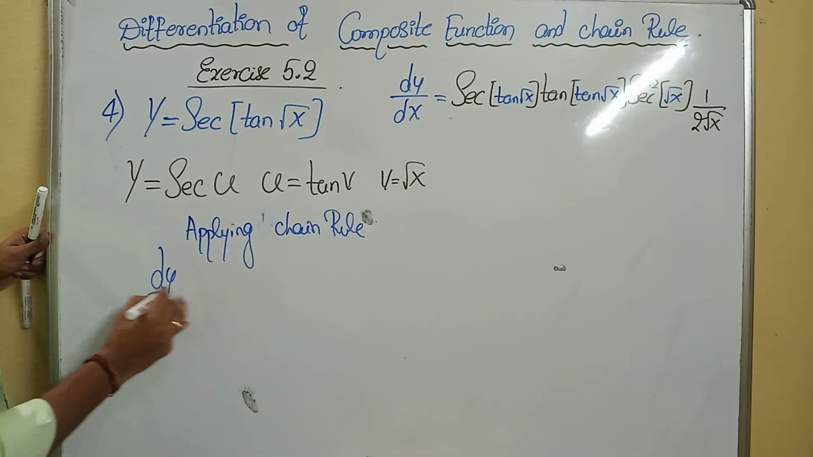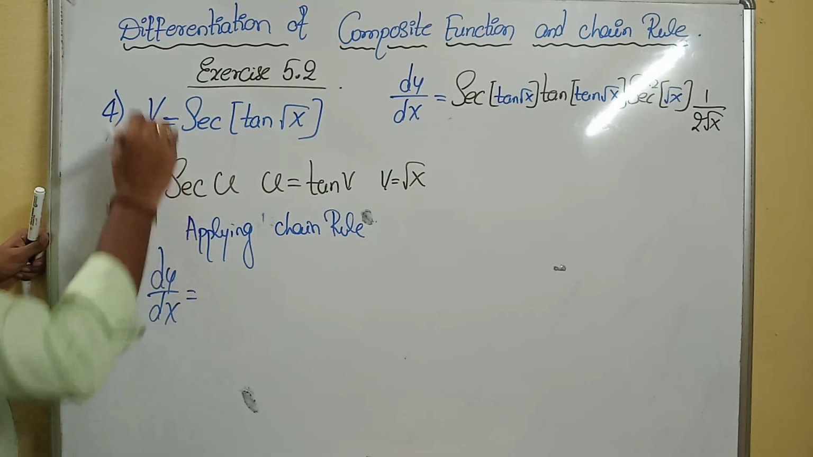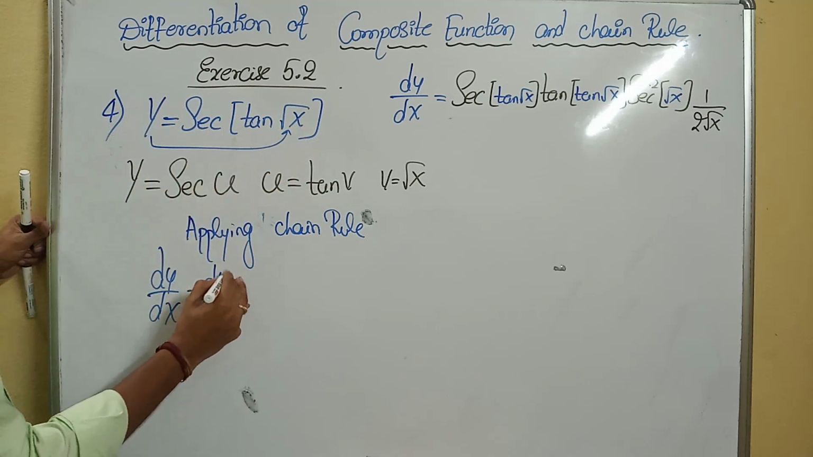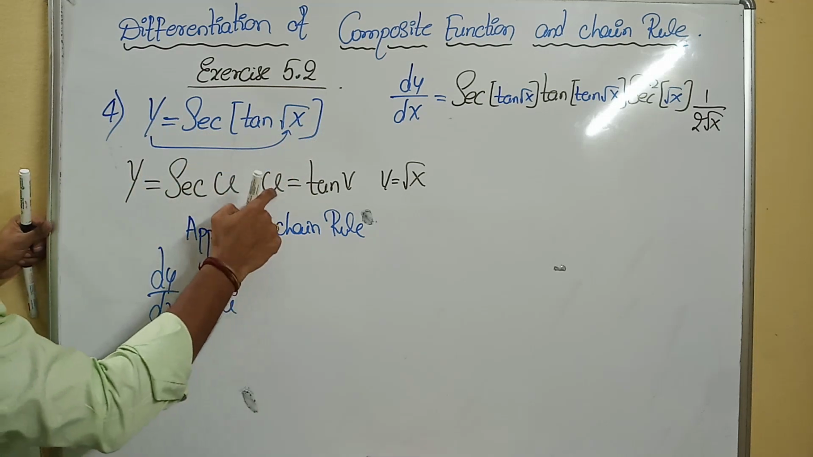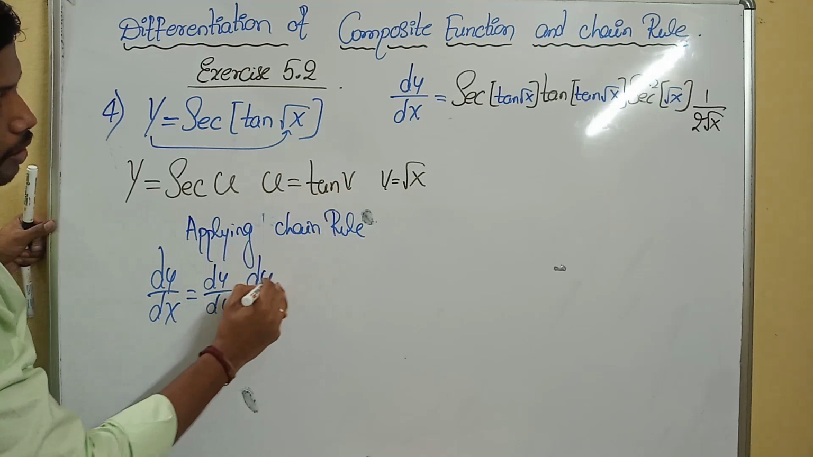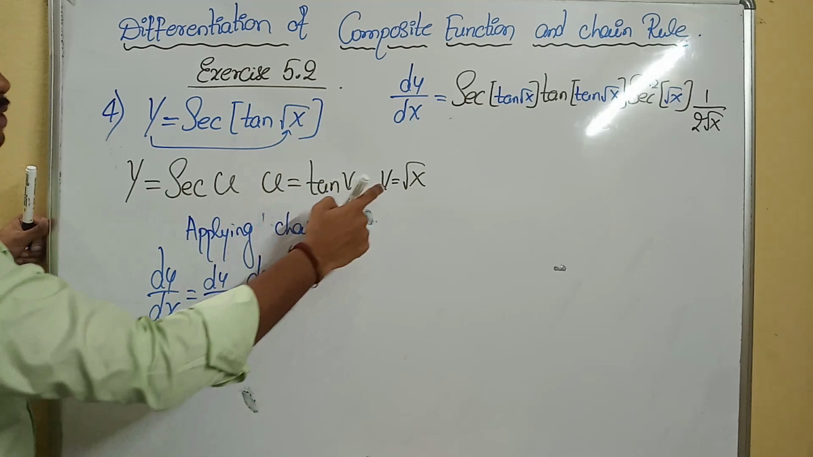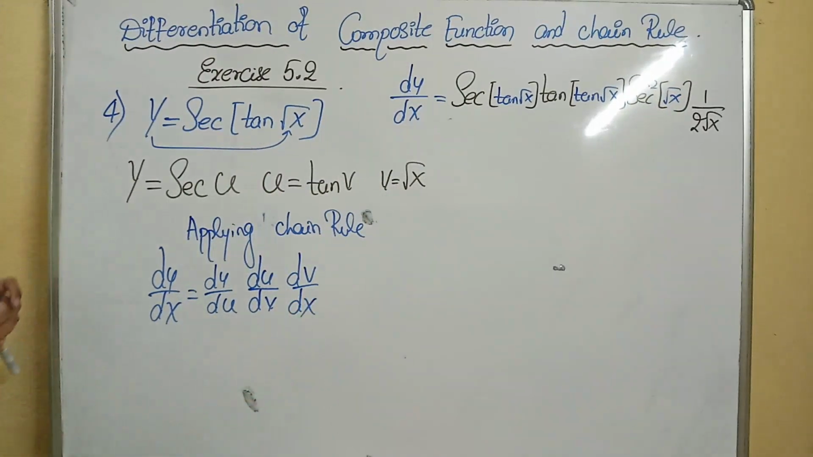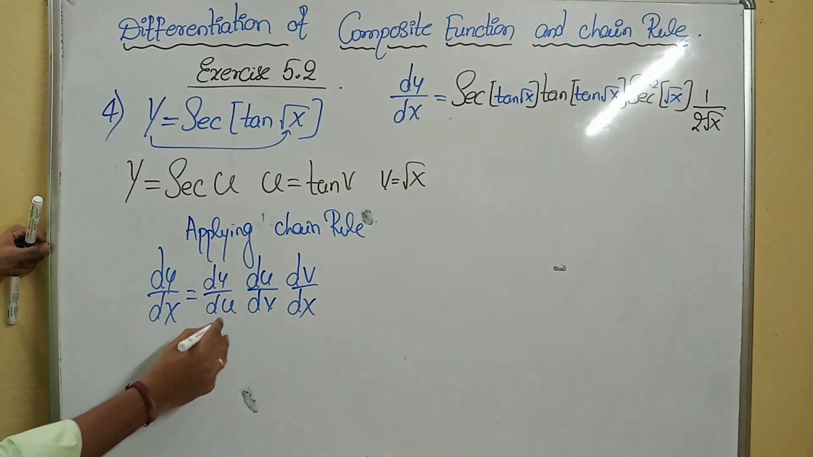It will be dy by dx, because y is a function of x initially. After that, y is a function of u, dy by du. After that, u is a function of v, du by dv. After that, v is a function of root x, dv by dx. Is it okay?